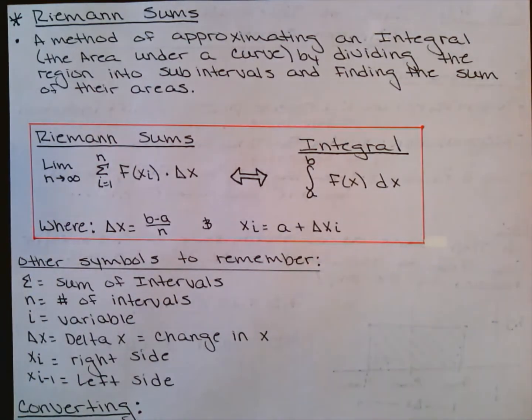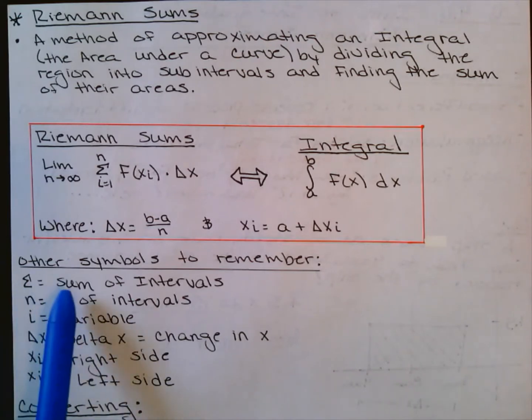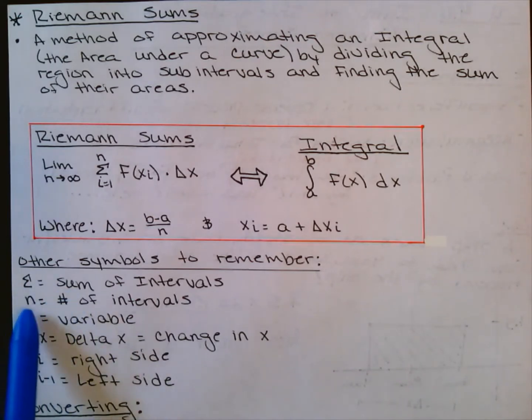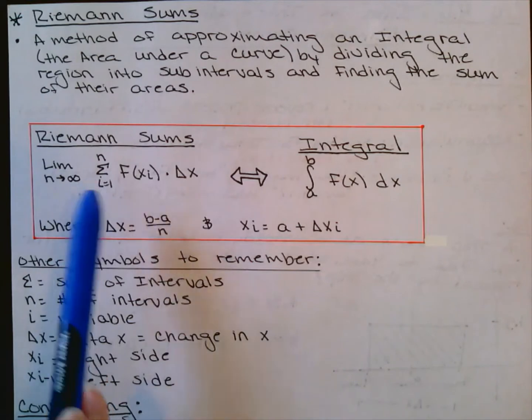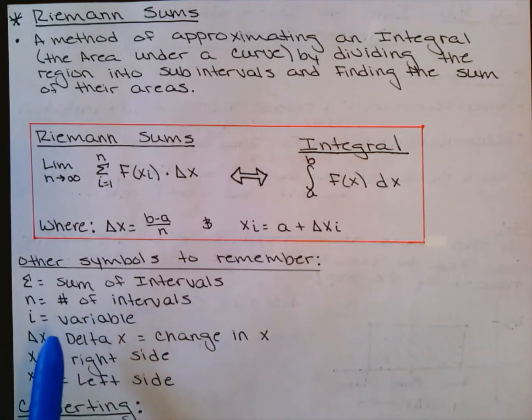Let me refresh you on a few of these other symbols to remember. You might have seen them in previous classes. That capital E there, it's a Greek letter that means sum. The n is the number of intervals. Remember, we want to get close to an infinite amount of intervals. Those intervals are those rectangles.